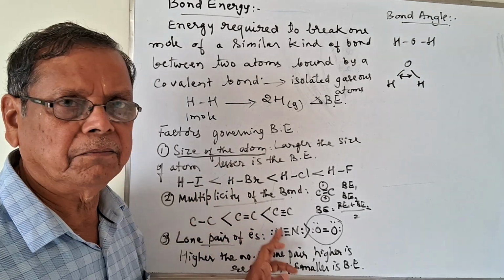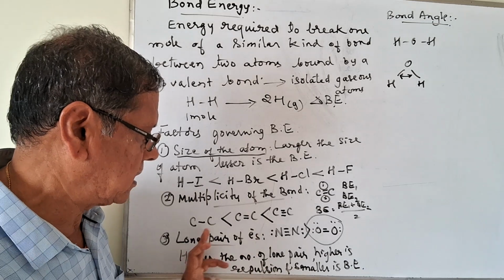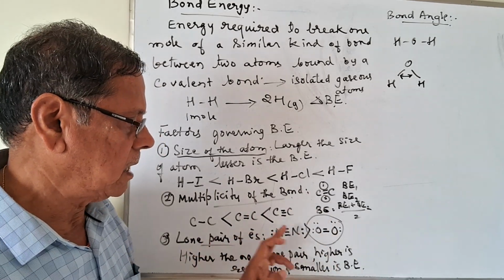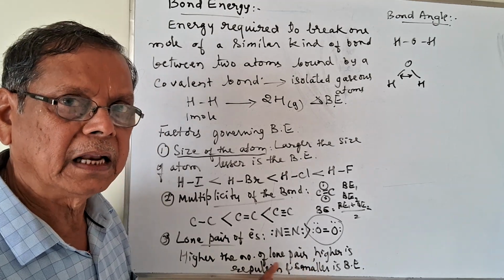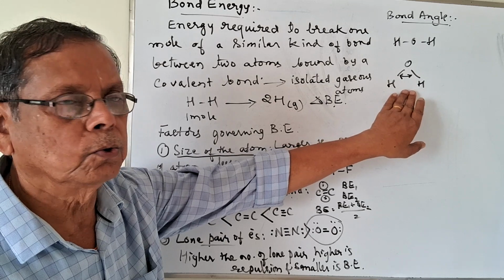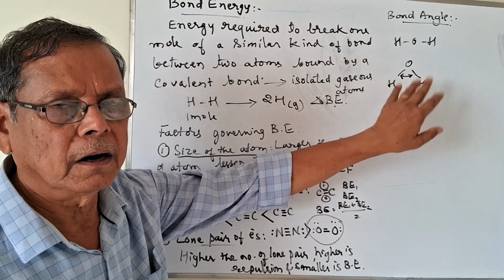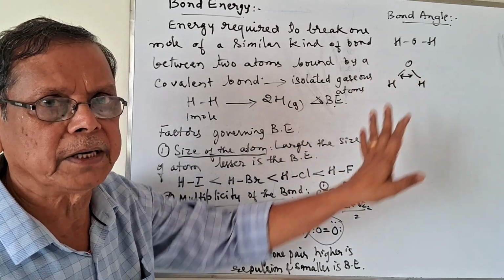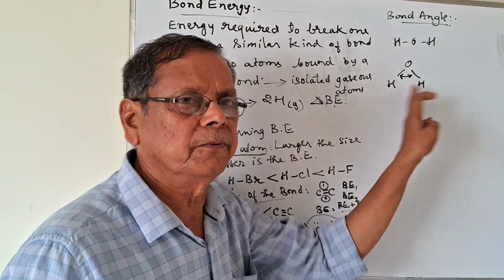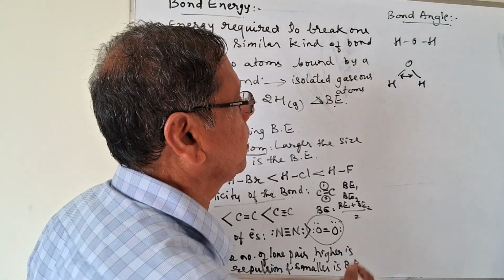Multiplicity: larger the number of the bonds, higher is the energy. Lone pair of electrons: larger the number of lone pairs, lesser is the bond energy. The angle between the two bond pairs or orbitals containing the bond pairs is named as the bond angle. This is useful in determining the structure or shape of the molecule.